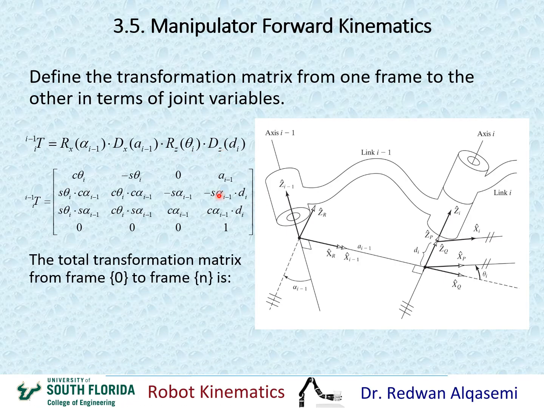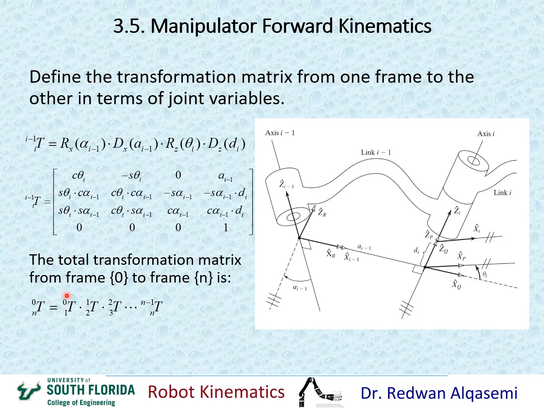Now, once I find the transformation matrix from one frame to another, I will repeat this for the other frame and then the other frame all the way until I reach my end-effector. Okay? And then once I reach my end-effector, I can find the description of frame N, which is the gripper, in reference to frame 0, which is the ground, by multiplying each one of these transformation matrices that describe one frame relative to the previous frame, multiply them together in this fashion.